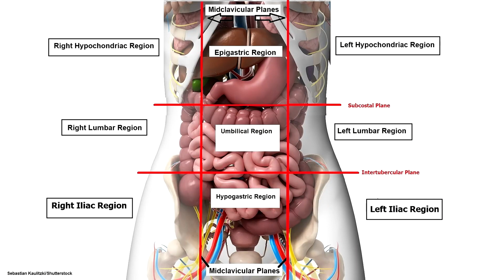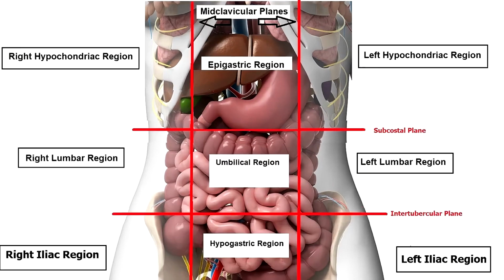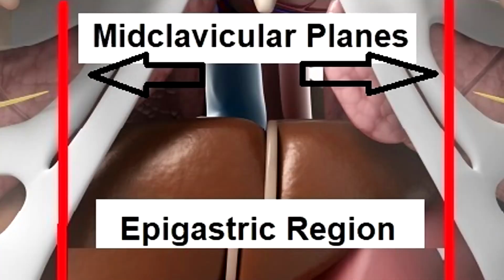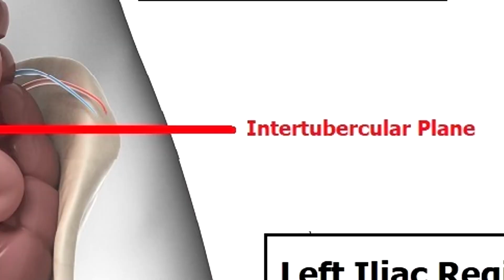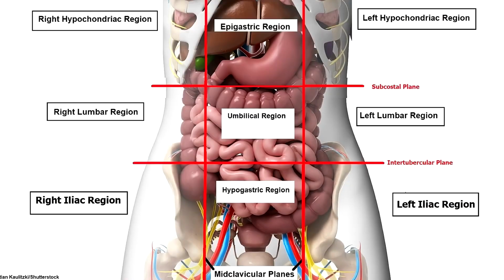Now let's talk about the 9 abdominal regions, and these regions divide the abdomen into even smaller sections by using 2 parasagittal planes that run down the middle of the clavicle bone, also called midclavicular planes, and 2 horizontal or transverse planes. The superior transverse plane is called the subcostal plane, and it is located just below the ribs. The intertubercular plane is the inferior transverse plane, and it intersects the tubercles of the pelvis, running just inferior to the navel.